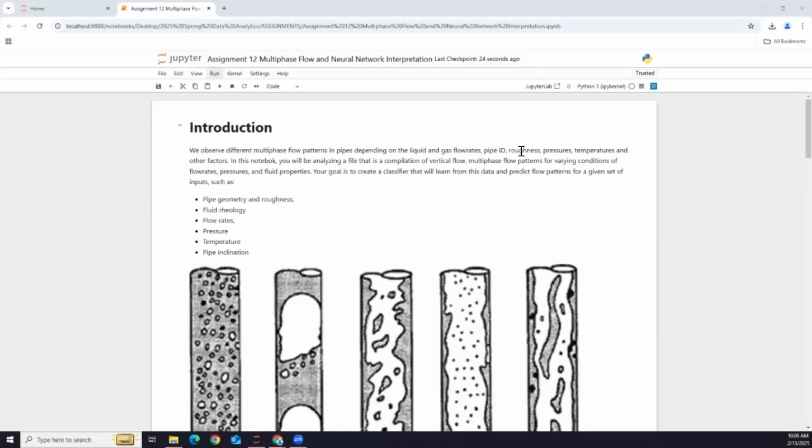In this video, we're going to take a look at constructing a neural network classifier that takes in some inputs related to gas and liquid flow rates and pipe diameters, pressures, temperatures, and pipe inclinations. Those are my input features, and it predicts what is the flow pattern associated with those inputs. So this is a classification problem.